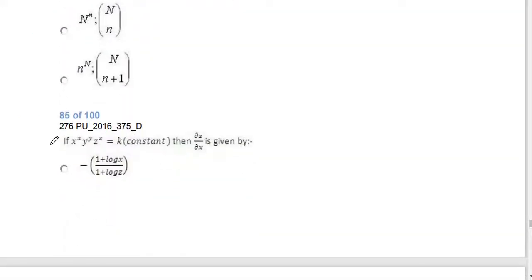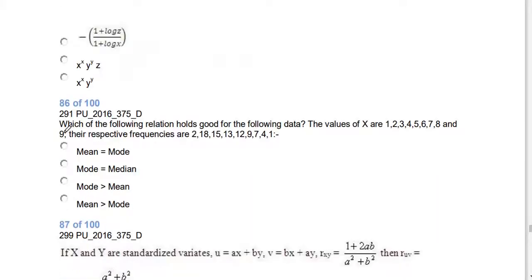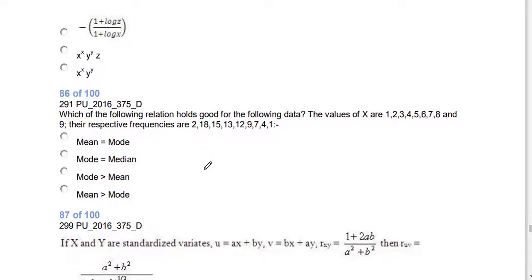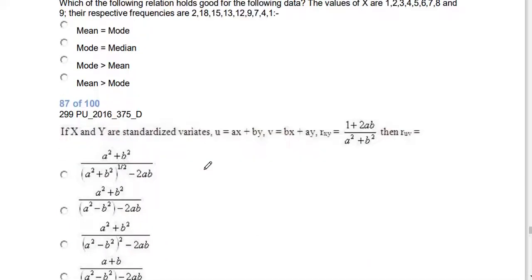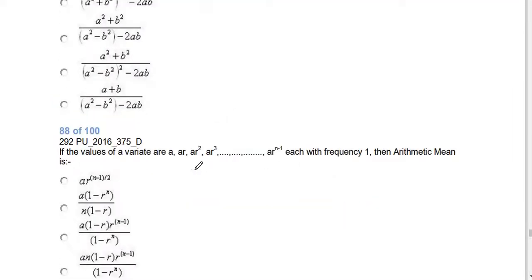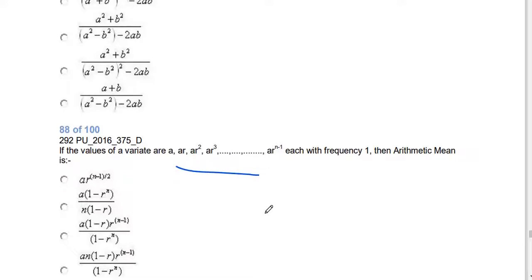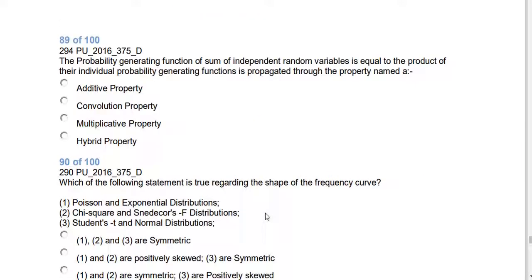You can just multiply the log term both sides, then you get x log x, y log y, z log z, then with differentiation you can get the answer. Which of the following relations holds on the following data, variable x and expected frequencies? You can just find the mean value, median, mode, then you can get the answer. See here, this is the rank. This is the formula, we all know this. You can just apply the formula in geometric series.